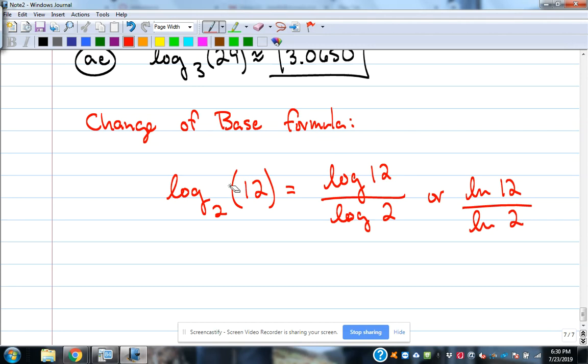It's just always log of the big thing on top, log of the base on the bottom. Base on the bottom is the way I've always remembered it. That's the way I remember that always. So that gets you evaluating some logarithms using the calculator.